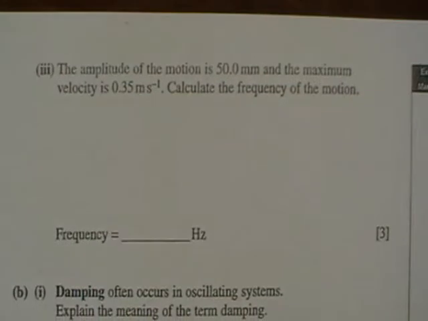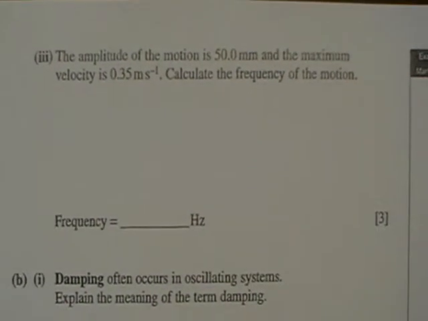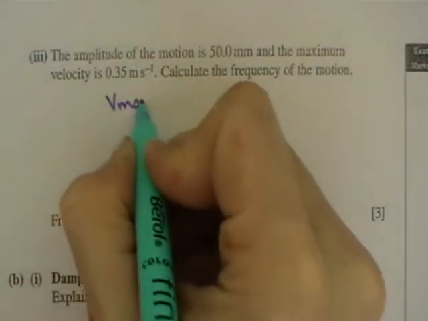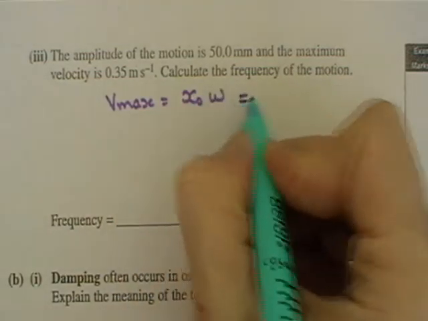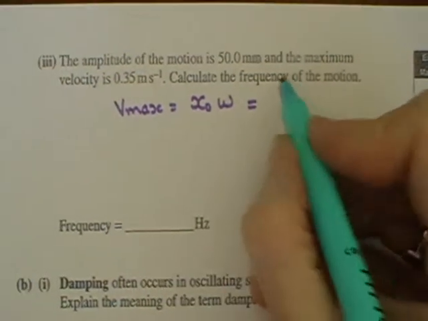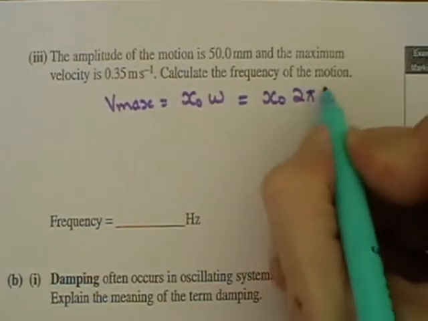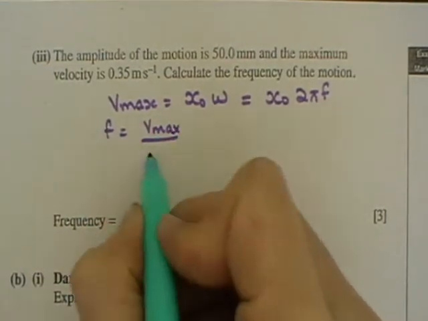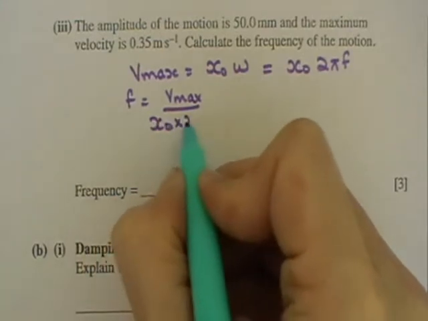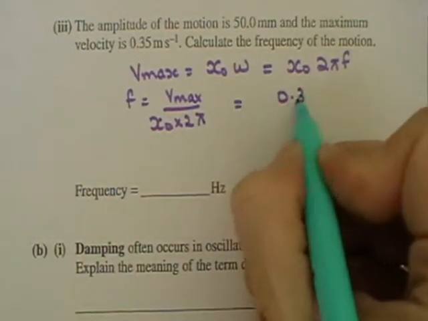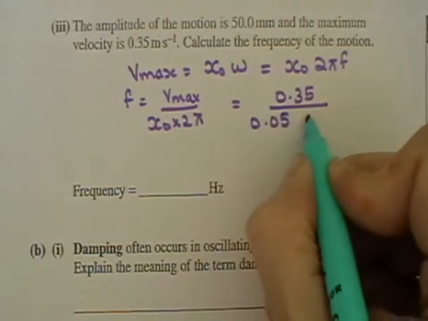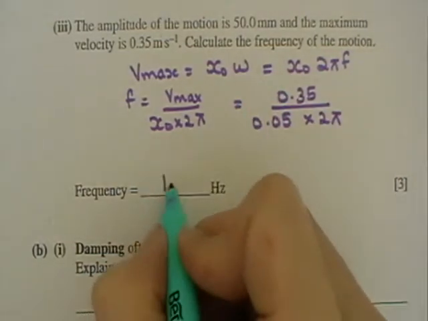The amplitude of the motion is 50 millimetres and the maximum velocity is 0.35 metres per second. Calculate the frequency of the motion. And therefore Vmax equals x0 omega, and omega is equal to 2 pi f, so we need to use that equation. And so f is going to be Vmax over x0 times 2 pi. And so that's 0.35. Everything has to be in metres, seconds to the minus 1. That's 0.05 metres times 2 pi. And that gives you an answer of 1.11 hertz.